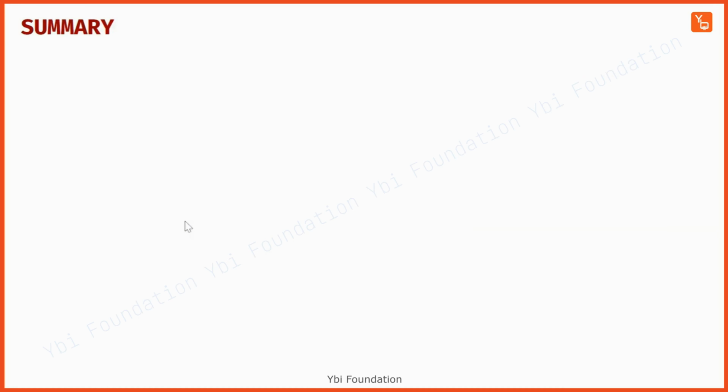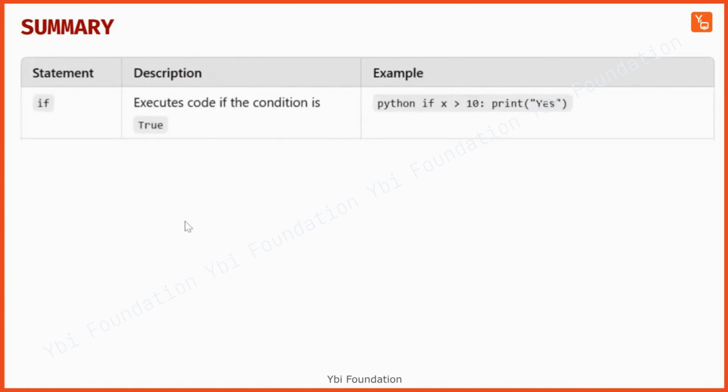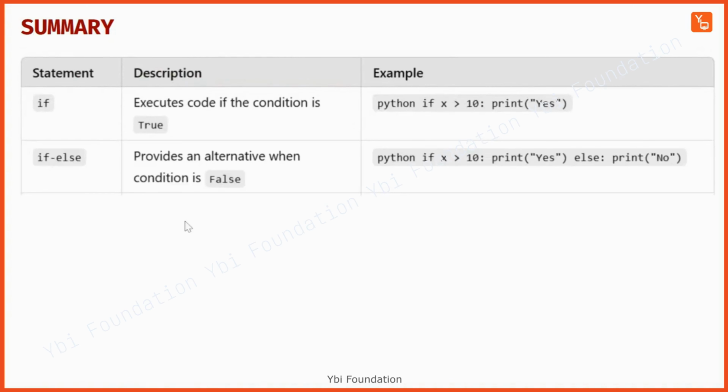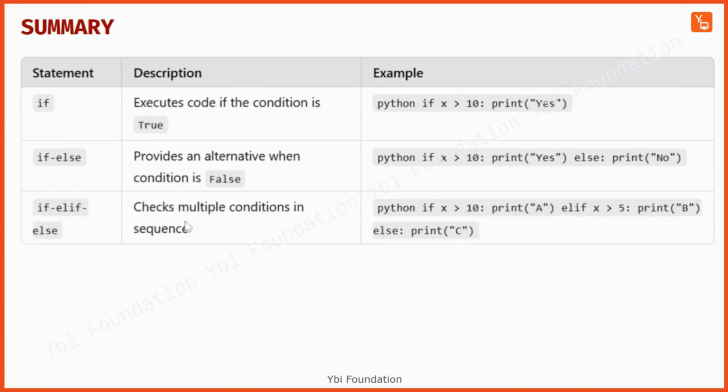Now in summary, the if statement executes code if the condition is true. If-else provides an alternative when the condition is false, so we get the output in both the true and the false cases. And if-elif-else helps us check multiple conditions. So this is about the if statements, or conditional statements, in Python.